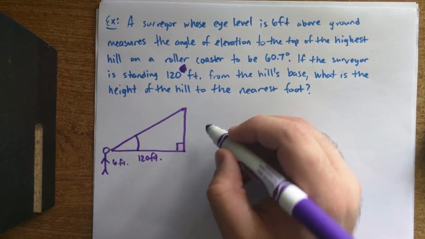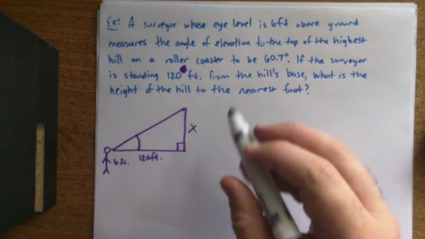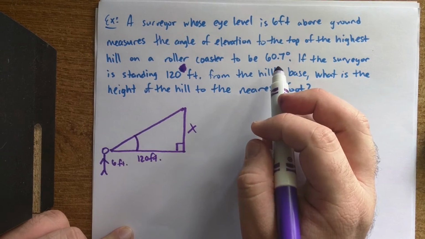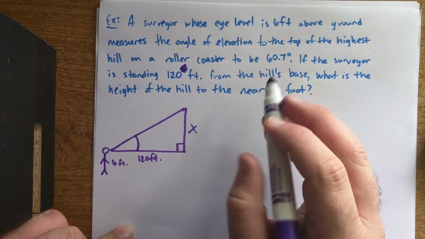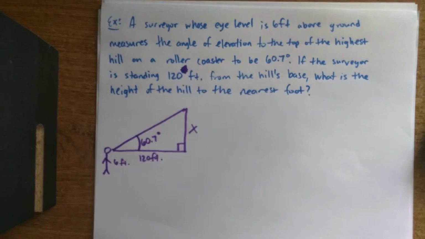To the nearest foot. So the height would be this, so we don't know that. We'll call that x. And sorry, we forgot to label something. The angle of elevation, they actually tell us, is 60.7 degrees. So we know a few things here.